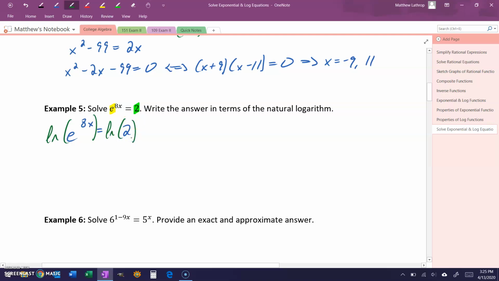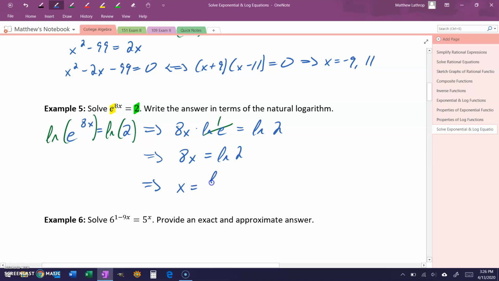So if we apply the natural log to both sides, on the left-hand side, that will allow us to bring that exponent of 8x down as a factor in front, times the natural log of e is equal to the natural log of 2. In this case, the natural log of e just becomes 1. So we're left with 8x is equal to the natural log of 2, or x is equal to the natural log of 2 divided by 8.